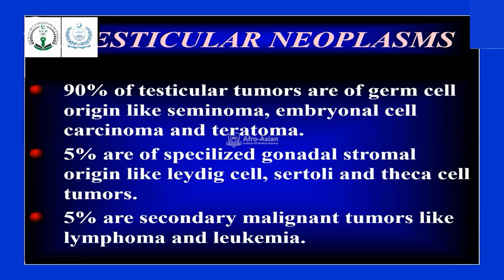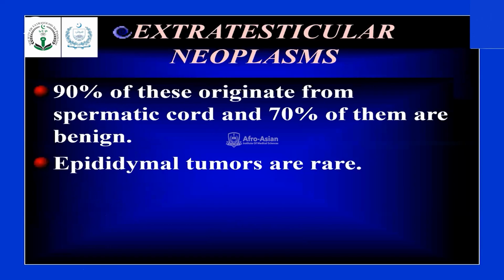The testicular neoplasms: 90% of testicular tumors are of germ cell origin, like seminomas, embryonal cell carcinoma, and teratomas. 5% are of specialized gonadal stromal origin, like Leydig cell, Sertoli, and Theca cell tumors. 5% are secondary malignant tumors like lymphoma and leukemia.